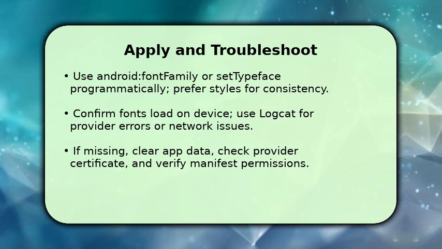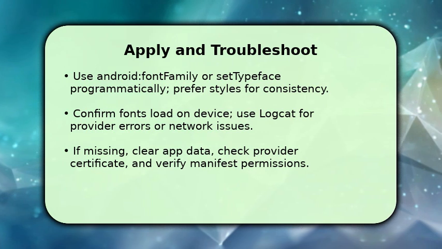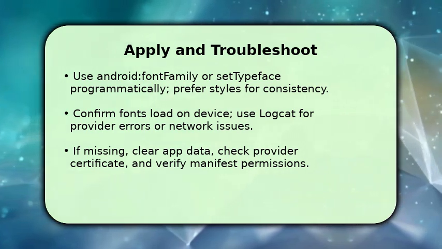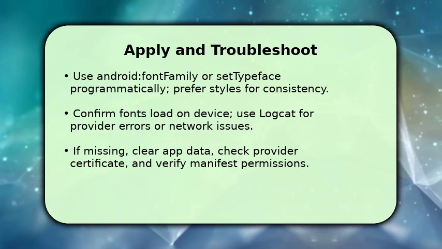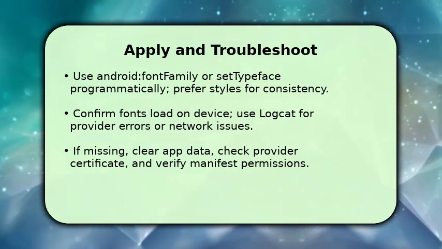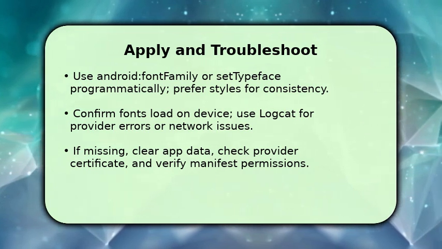Downloadable fonts require network and provider certificates, so failures show in Logcat. If text falls back to default, clear app data, ensure Play Services or provider is available, and validate your font family XML. One key tip: check Logcat for provider signature or timeout errors to diagnose loading failure.